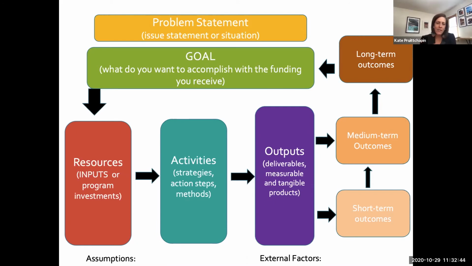The next one is your output. So these are your deliverables, or your measurable and tangible products. So this is like, we're going to launch 5 new gardens. We're going to partner with 10 new elementary schools. We're going to provide 500 meals this quarter, whatever it is.